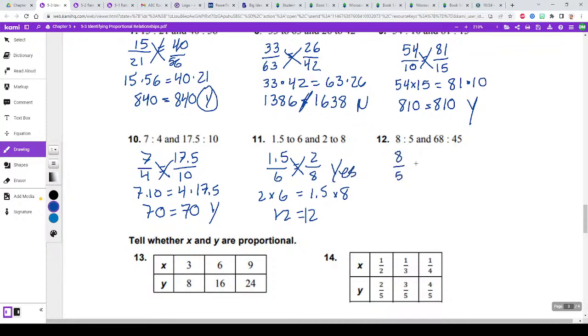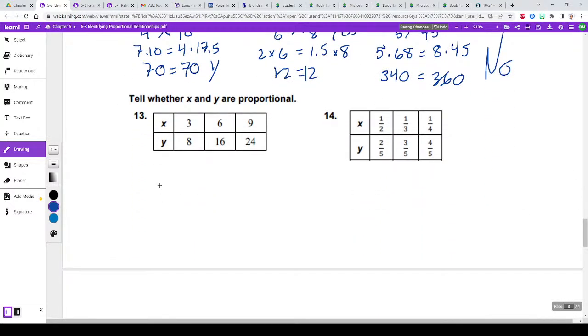8/5 and 68/45. I'm going to say no right off the bat, but I'll show my work. 5 times 68 equals 8 times 45. So 5 times 68 is 340. 8 times 45 is 360. This is a no.